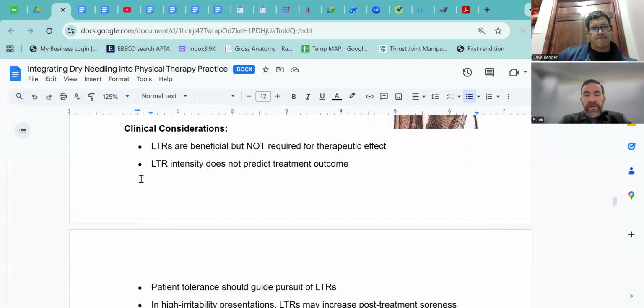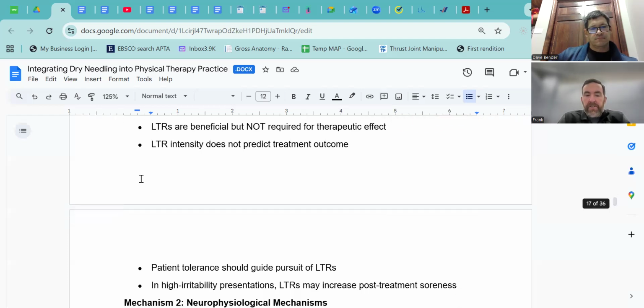One thing: patients may ask, if you do some needling and they don't feel that twitch response. The twitch response is beneficial, but not required for the therapeutic effect. It's a little bit similar to how cavitation with manual therapy is not really required for the therapeutic effect. You can have mechanical and neurophysiological responses without cavitations. Same thing with the twitch response. The intensity of the twitch response does not really predict treatment outcome. And the big thing is you don't necessarily need to chase after them all the time.